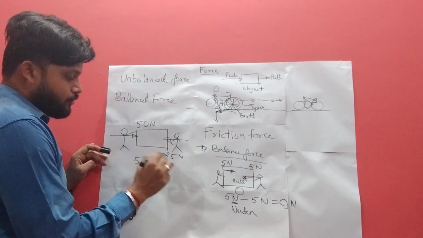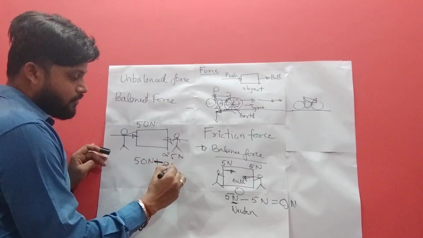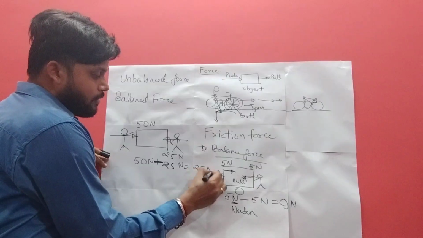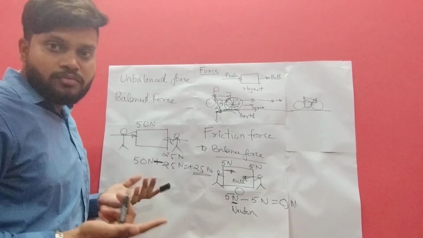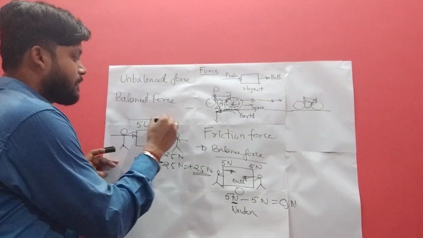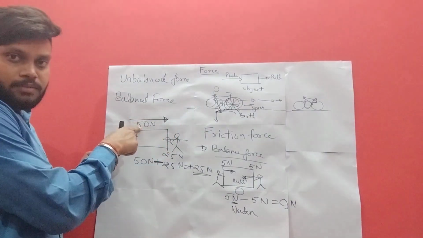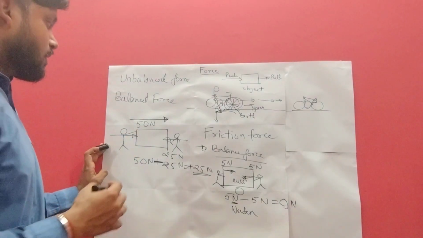This 50 Newton of force will be subtracted by this 25 Newton of force, and it will be plus 25 Newton. So in which direction will motion happen? Motion will happen in the forward direction because there is a greater force. This is all we do in our daily life, right?